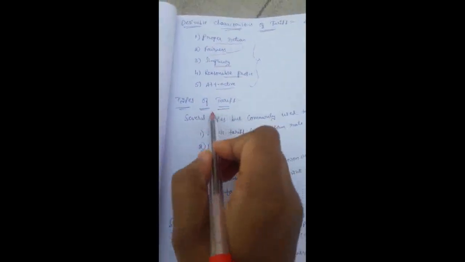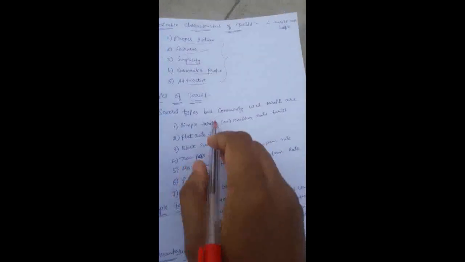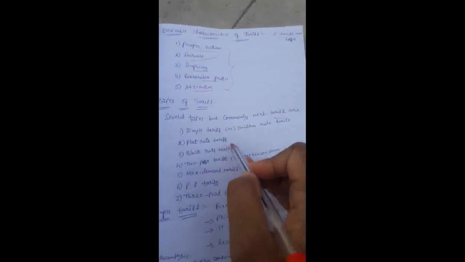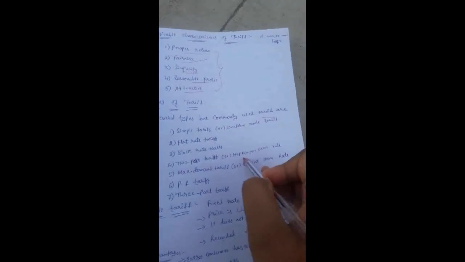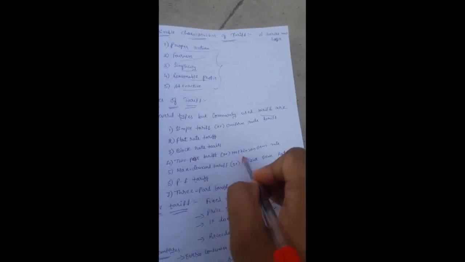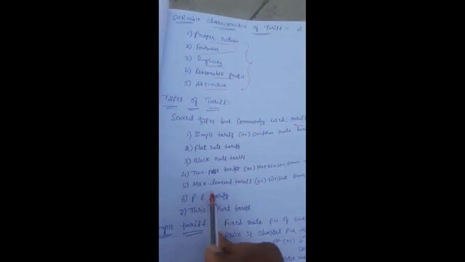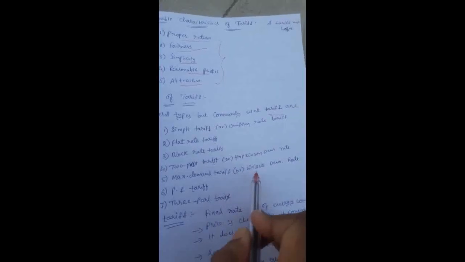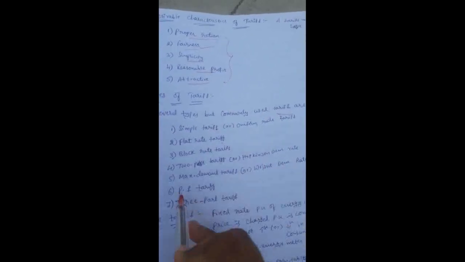The types of tariffs. There are several types of tariffs, but the commonly used ones are: simple tariff or uniform rate tariff, flat rate tariff, block rate tariff, two-part tariff, Hopkinson two-part tariff or Hopkinson demand rate, maximum demand tariff or Wright demand rate, PF tariff meaning power factor tariff, and three-part tariff.